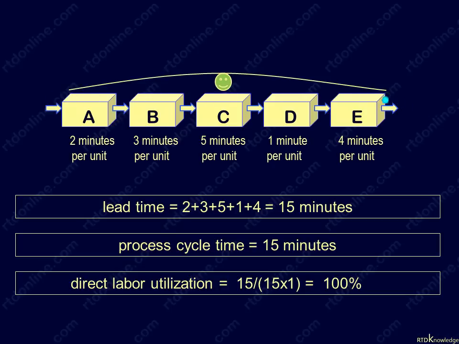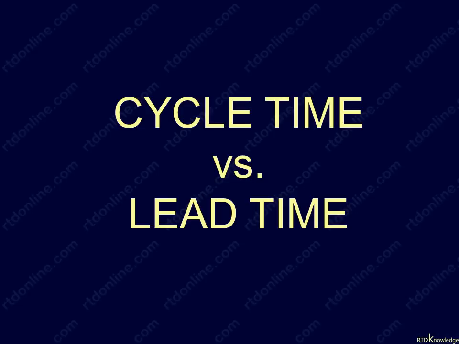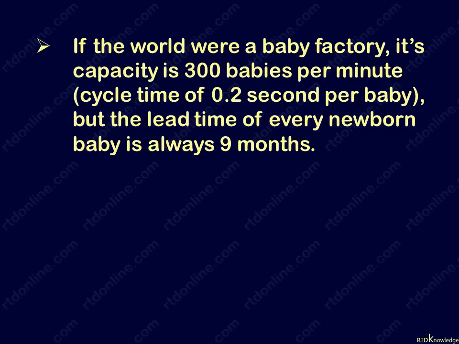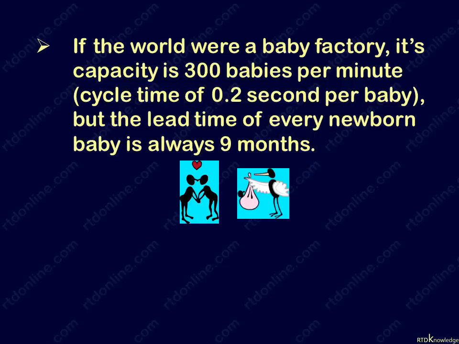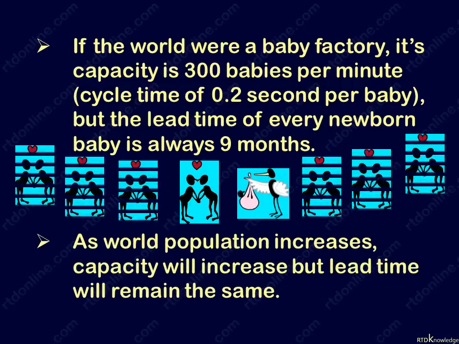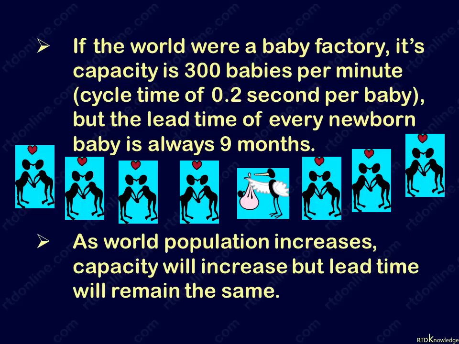Before we move on, let's first review our understanding of cycle time and lead time. To reduce cost and time, it is important to know the critical difference between the two time concepts. If the world were a baby factory, its current capacity is 300 babies per minute, with a cycle time of 0.2 seconds per baby. But the lead time, or processing time, of every newborn baby is always 9 months. As world population increases, capacity will increase, but lead time will remain the same.